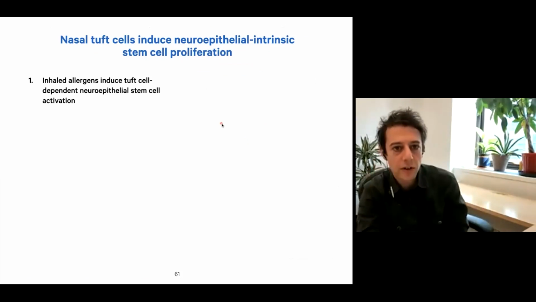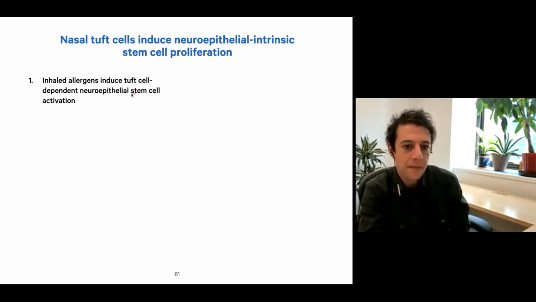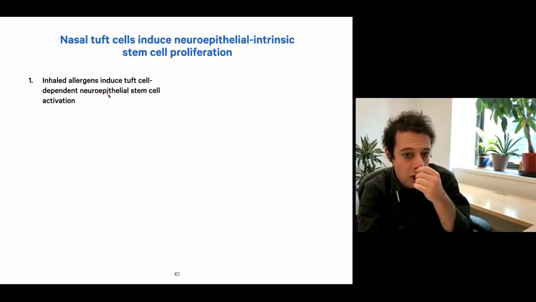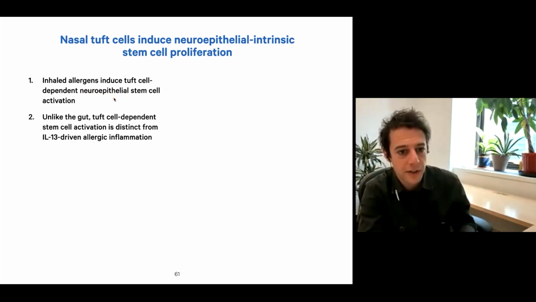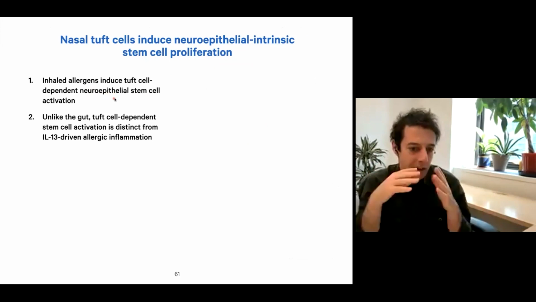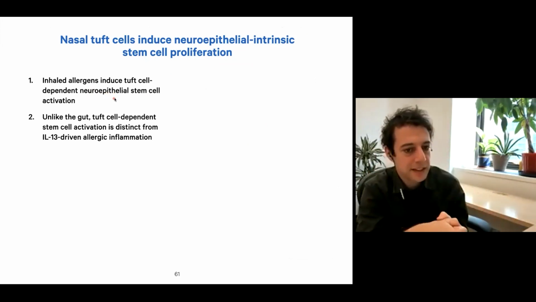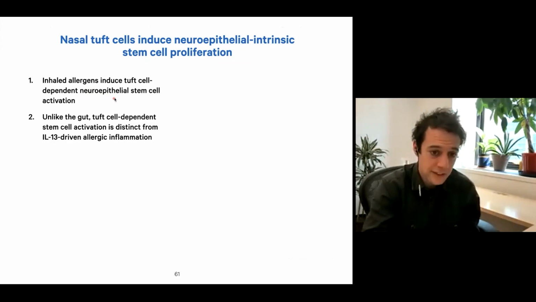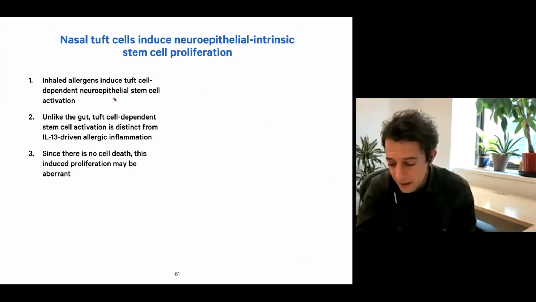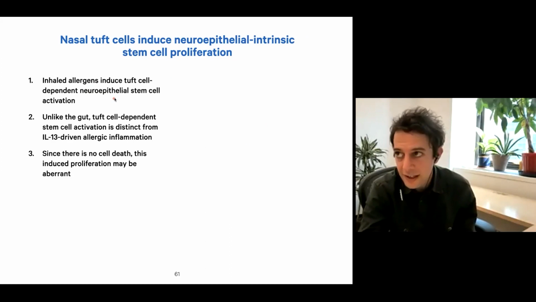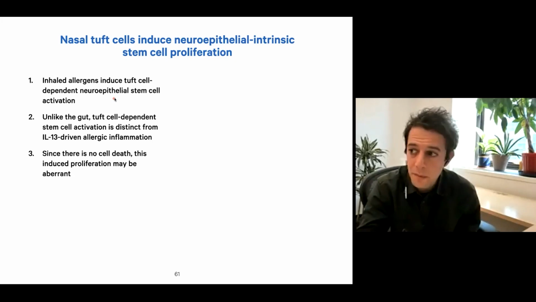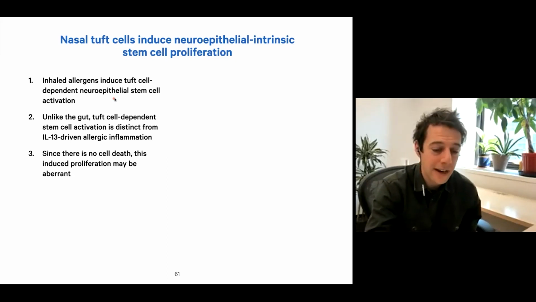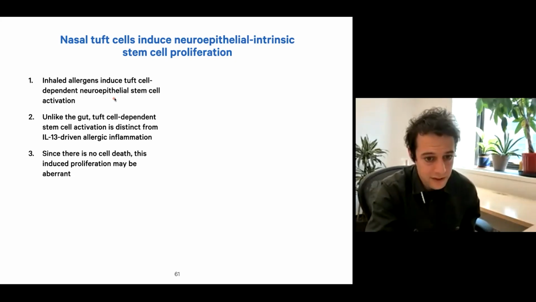So to conclude, we've started to see that there's a tuft cell dependent neuroepithelial stem cell activation. So these basal cells really proliferate in response to an inhaled allergen. But unlike in the gut, this tuft cell dependent stem cell activation doesn't depend on IL-13 or lymphocytes. But I think what was really interesting to us is that since there's no cell death, there's really no need to produce a whole bunch of new epithelial cells. And it may be that this induced proliferation is actually bad, it's actually aberrant, and it may not be a good thing for the tissue.